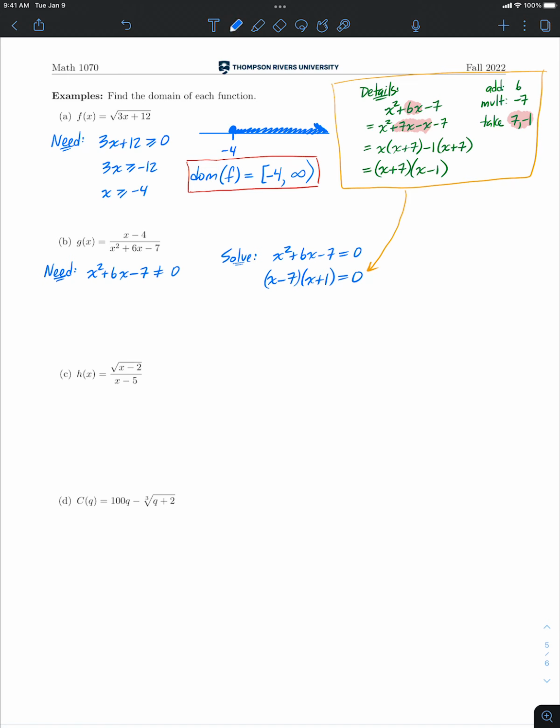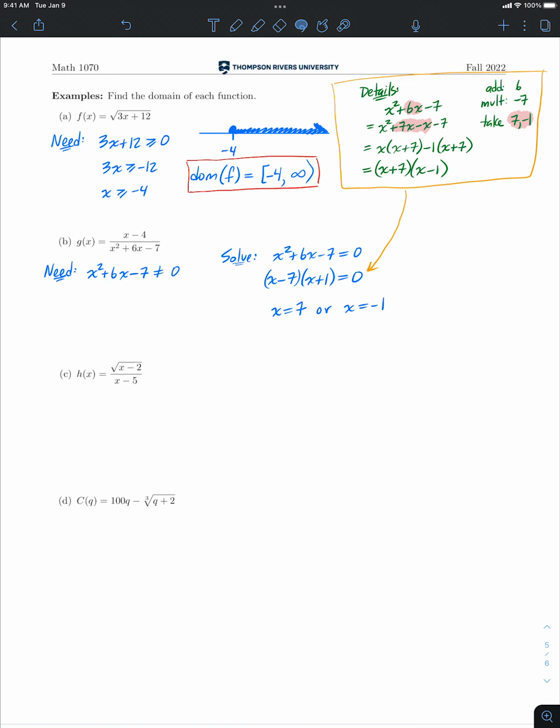So from this point, you can say that either this factor has to be 0, so x minus 7 has to be 0. When is x minus 7 going to be 0? When x is equal to 7. Or the other possibility is that x plus 1 is equal to 0. That's going to happen when x itself is equal to negative 1. So that's how you get your two solutions to this equation.